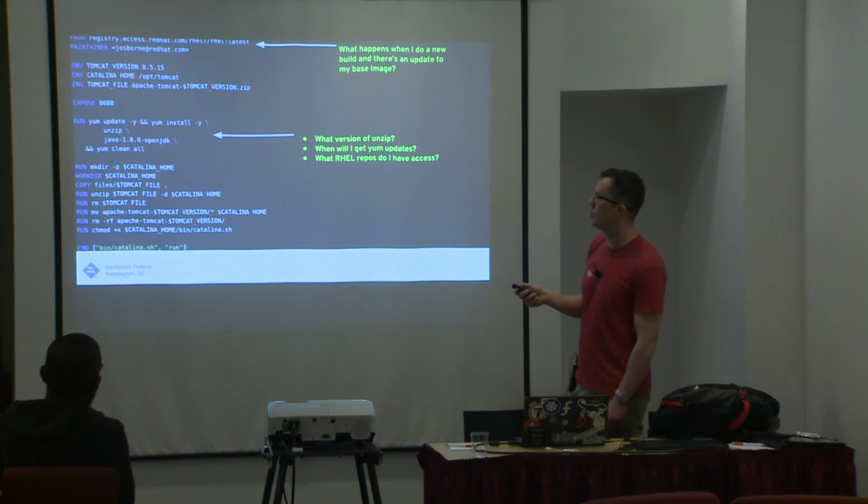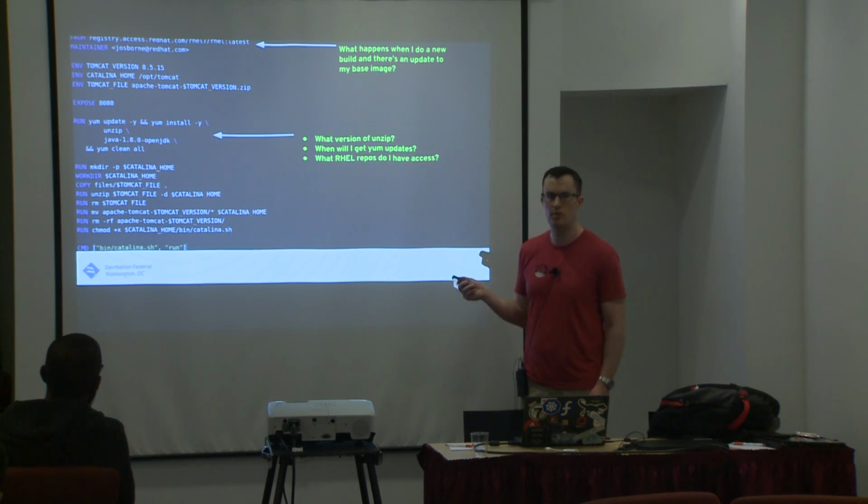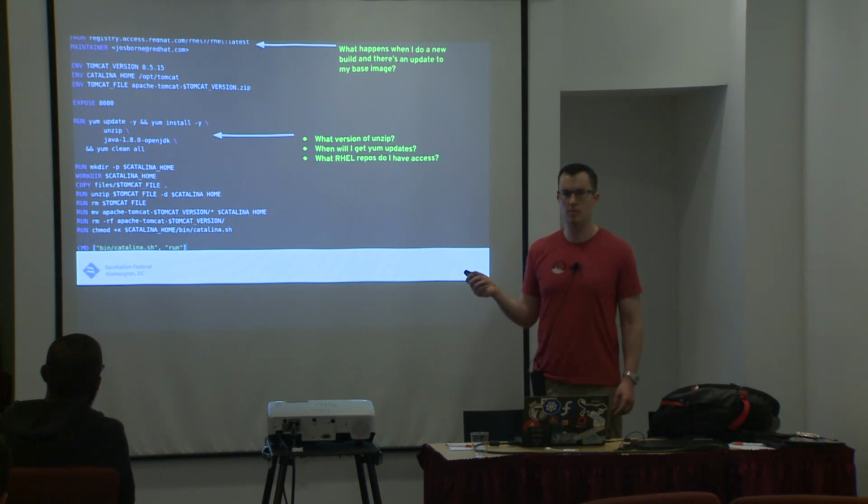Also, anyone know what repos I'm using here? What Red Hat repositories I'm using to pull these RPMs from?